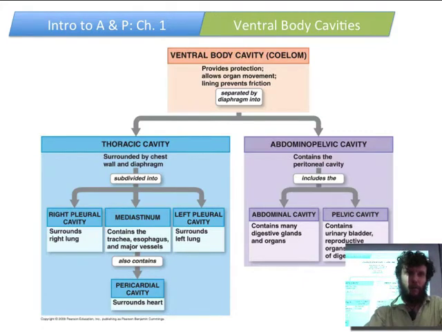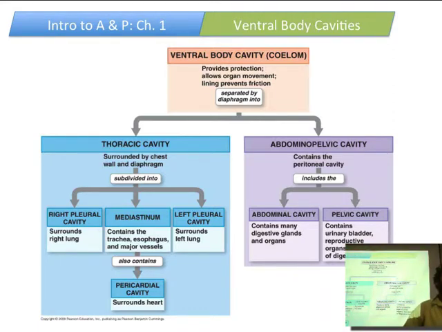Then the abdominal pelvic cavity is separated into the abdominal cavity and the pelvic cavity. The pelvic cavity is basically the area below that pelvic margin, below the pelvic margin.